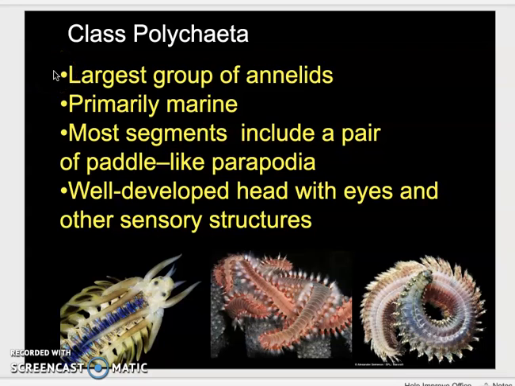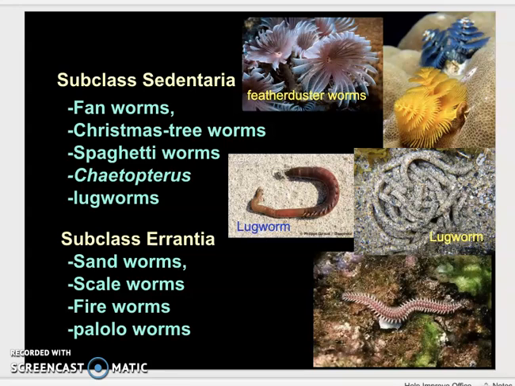So once again, about the class Polychaeta: it is the largest group of annelids, primarily marine. Most segments include a pair of paddle-like parapodia and a well-developed head with eyes and other sensory structures. That is the summary of the class Polychaeta, and Chaetopterus is a good example for it.